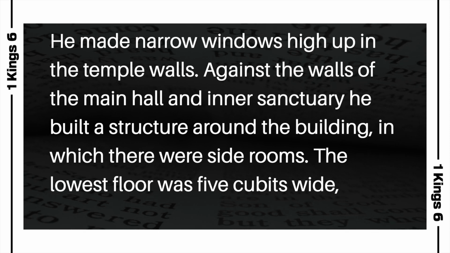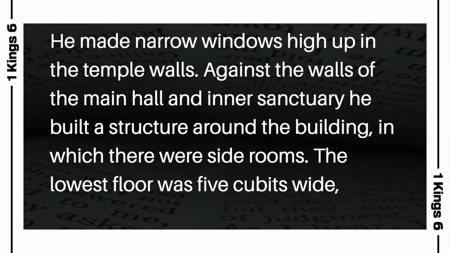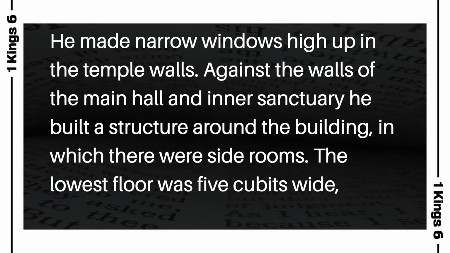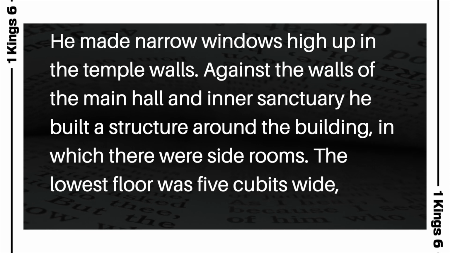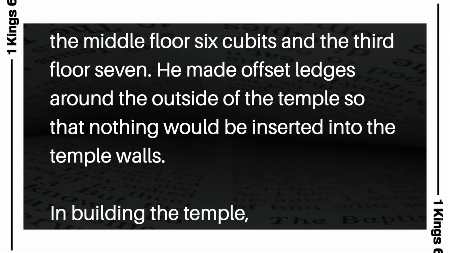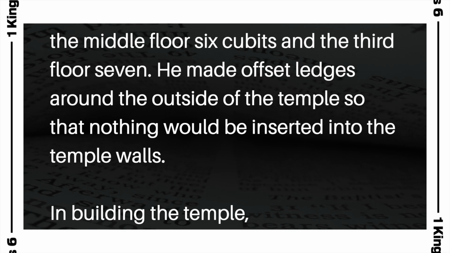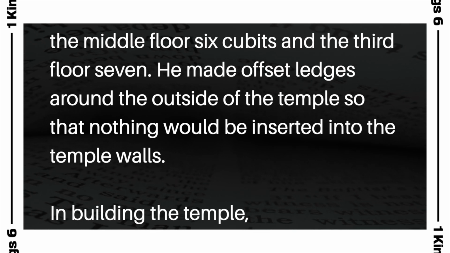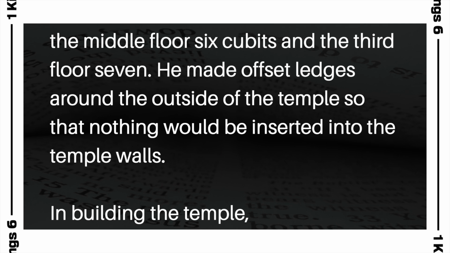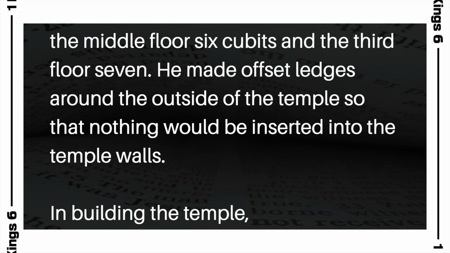Against the walls of the main hall and inner sanctuary, he built a structure around the building in which there were side rooms. The lowest floor was 5 cubits wide, the middle floor 6 cubits, and the third floor 7. He made offset ledges around the outside of the temple so that nothing would be inserted into the temple walls.